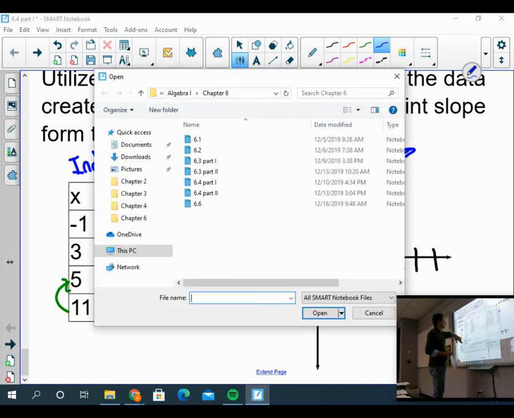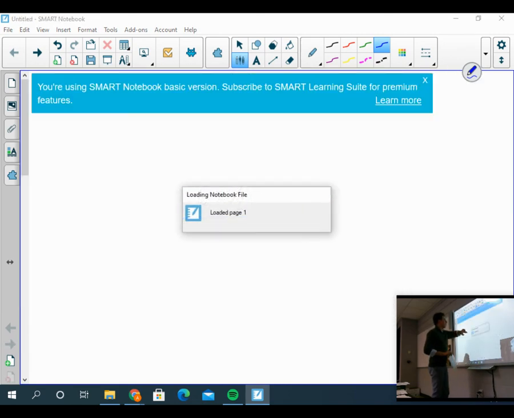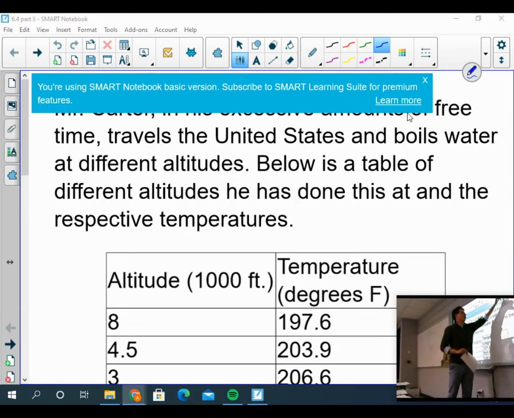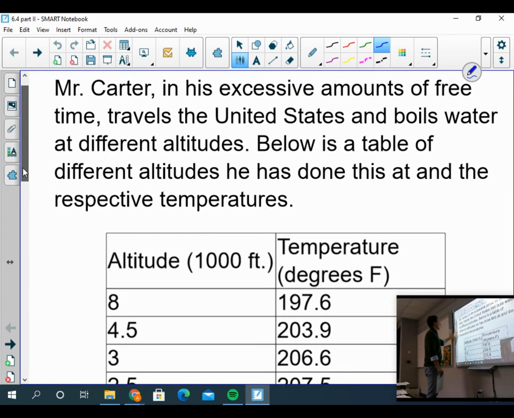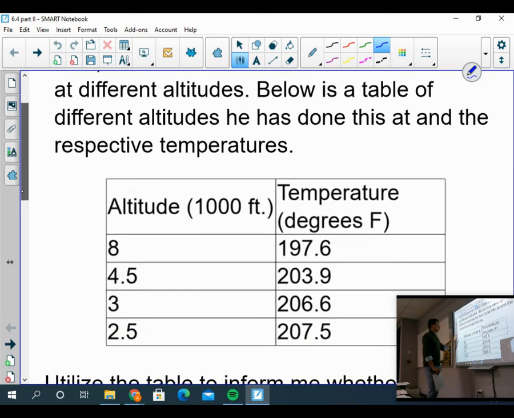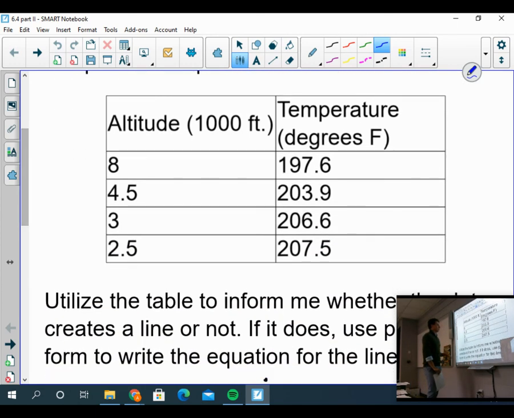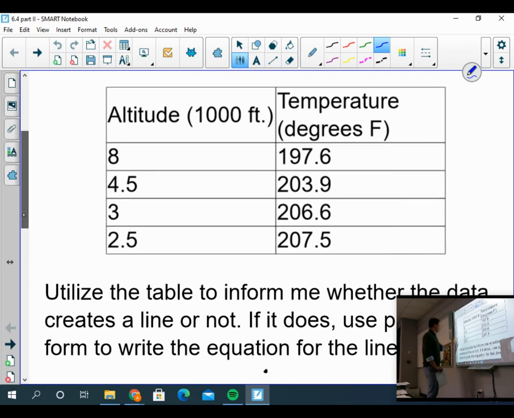So where do we go from here? We got one more example to go. Wouldn't be a Mr. Carter lesson without a word problem. So what do we do here? Well, Mr. Carter, in my excessive amounts of free time, not really, travels the United States, and I boil water at different altitudes. Below is a table of the different altitudes I have done this at and the different temperatures. So you can see the table there.